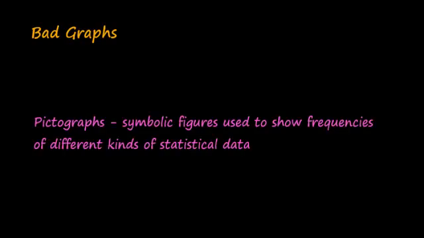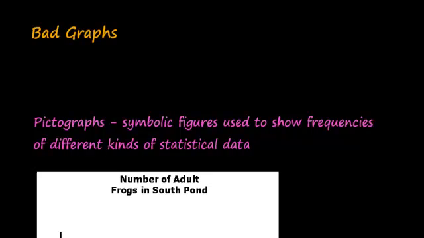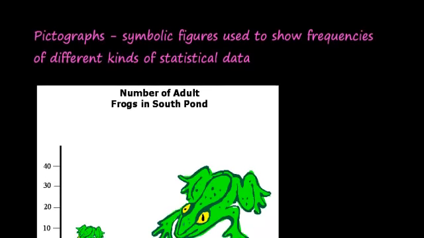So we're going to look at two ways graphs can be misleading, and the first one is what we call pictographs. And these are drawings of objects used to depict data, or symbolic figures that show frequencies, the counts, how many of different kinds of statistical data. So we'll keep that, and let's look at an example of how pictographs can be misleading.